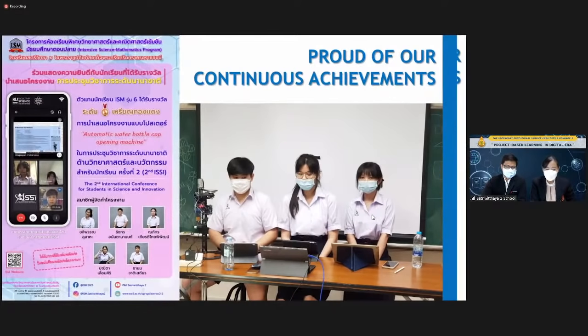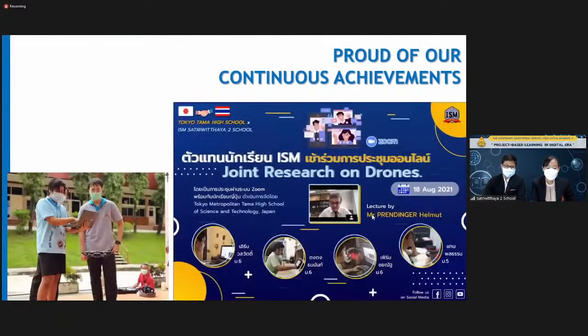and our students are currently working on a drone project with school in Japan such as making use of drone in emergency heat control and marine pollution.